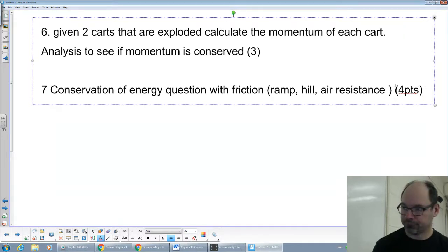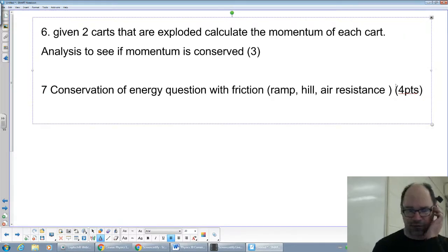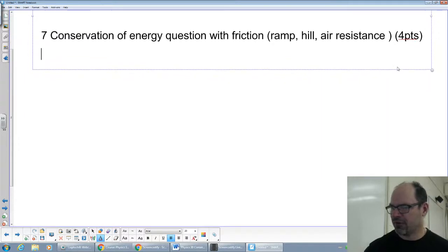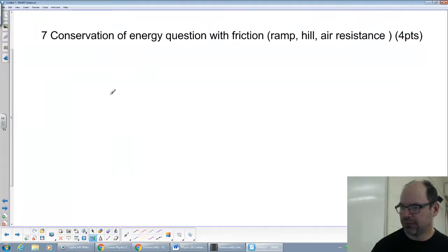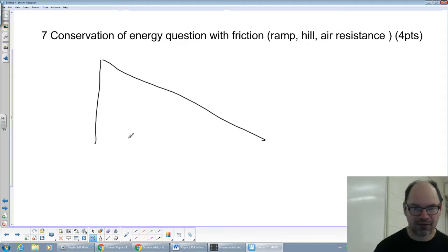Okay, and in this case, we're going to do the most common one I usually put on there, a ramp question. Okay, so let's say it's something like this. Let's do an example. Say you're here, like that.